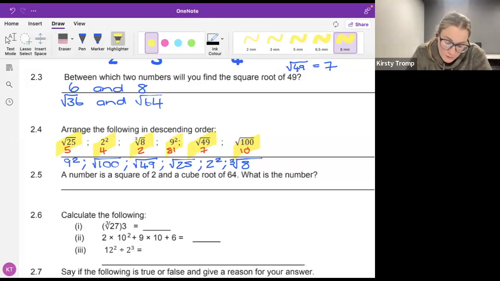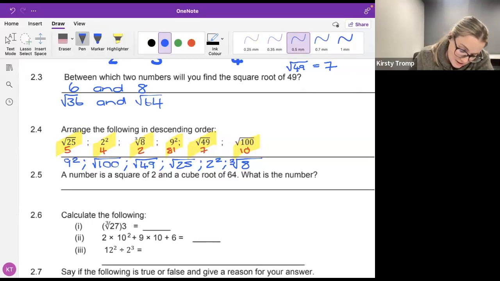All right, 2.5. Okay, this is a nice little challenge for you guys. A number is a square of 2 and a cube root of 64. What is the number? All right, Katlejo, you were the first person to answer, and Mishle, you are also in there. Okay, I've got some really fast students tonight. Okay, the number is going to be 4. Well done, guys. You are super sharp tonight. Well done, everyone. You are doing excellent.